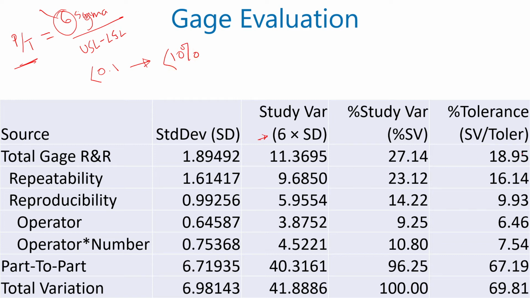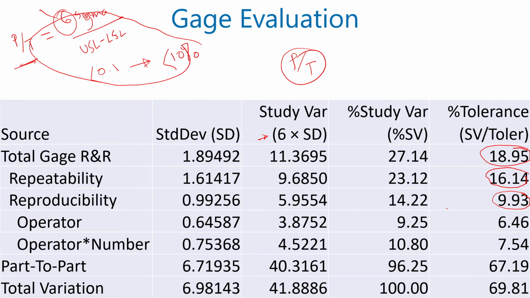As you can see here, the total gauge capability is more than 10%. So with respect to the precision to tolerance ratio, it is not up to the mark. Also, the repeatability piece is not up to the mark. Only the reproducibility piece is just under 10%. So overall, if we look at the precision to tolerance ratio, we can say that this is not really a good measurement system. It's close, but not good.